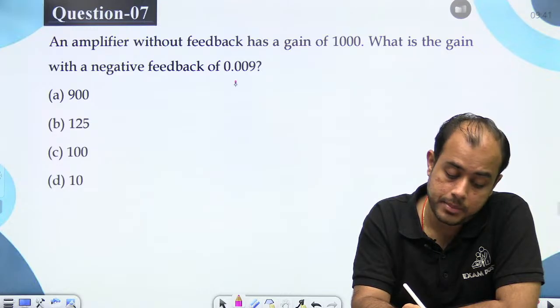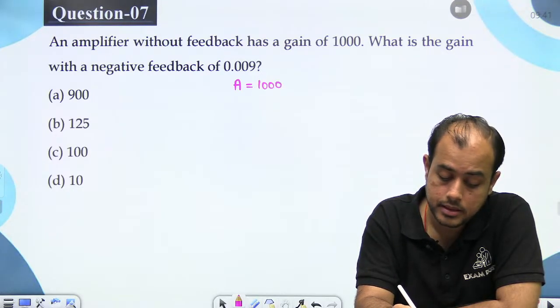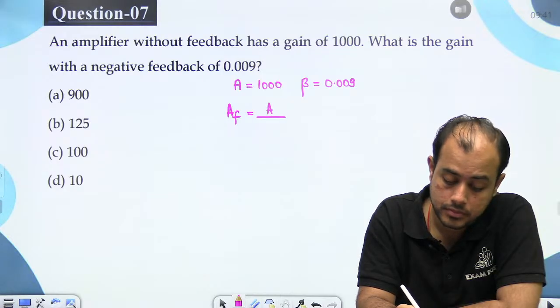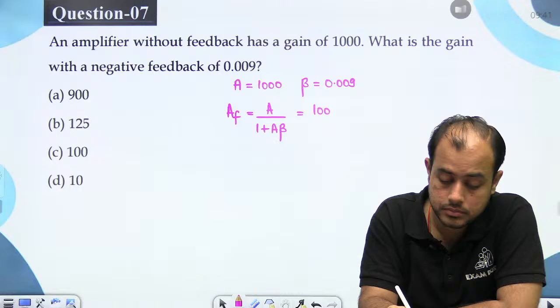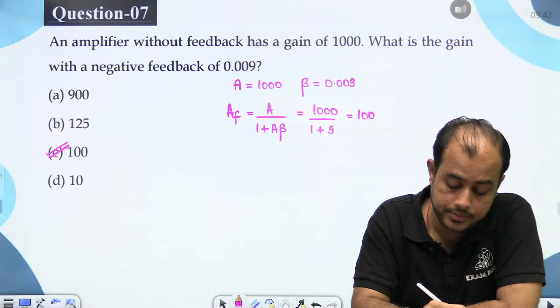Without feedback, ESE 2007, gain is 1000. Negative feedback 0.009. So gain with feedback is basically 100.